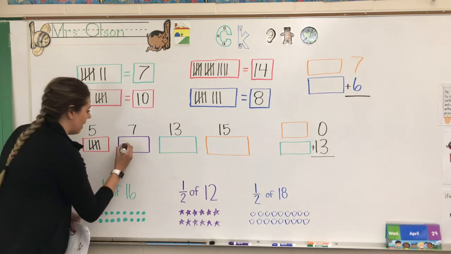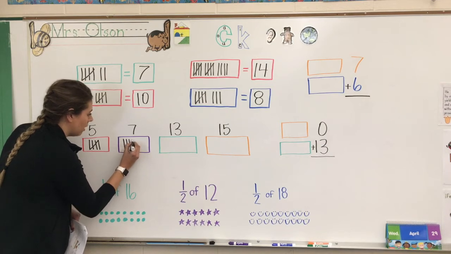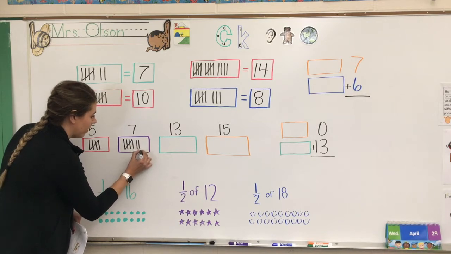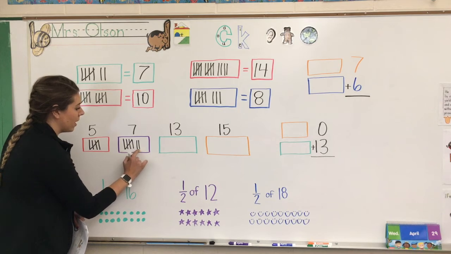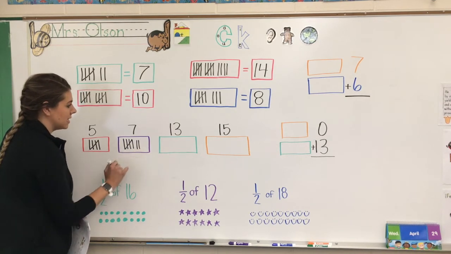And this one here, 7. 1, 2, 3, 4. Remember, 5 goes across, 5, 6, and 7. So after we have the 5, it kind of closes off that group. Then we have to start a new group here with these 2. So 5, 6, and 7.